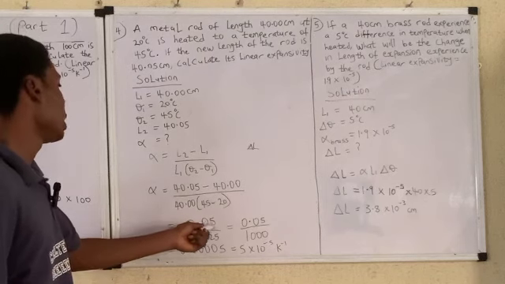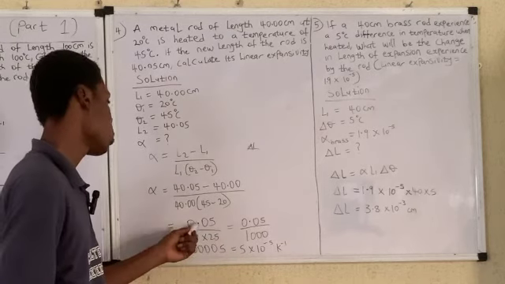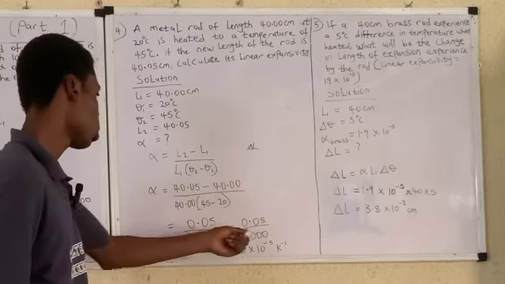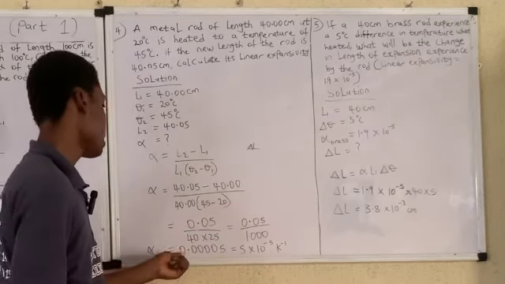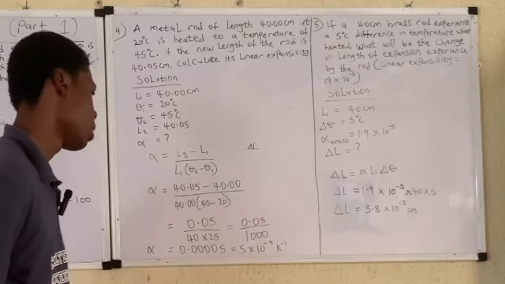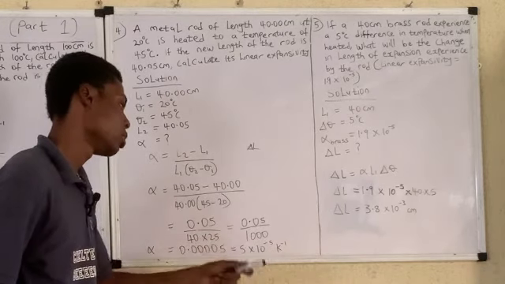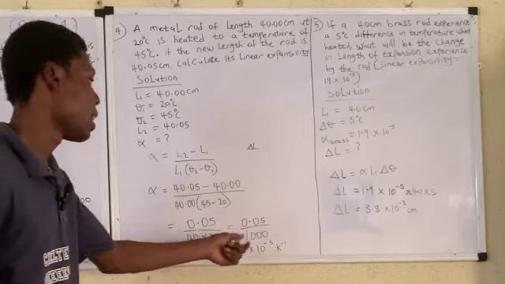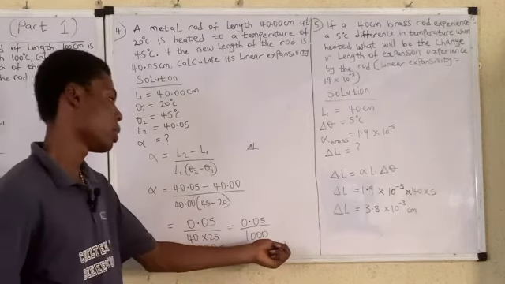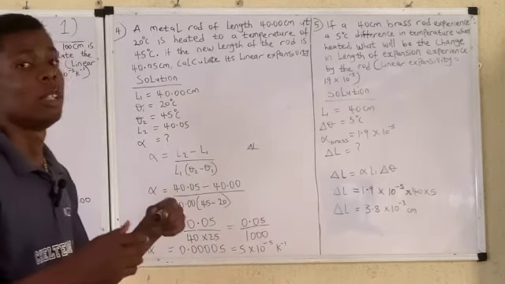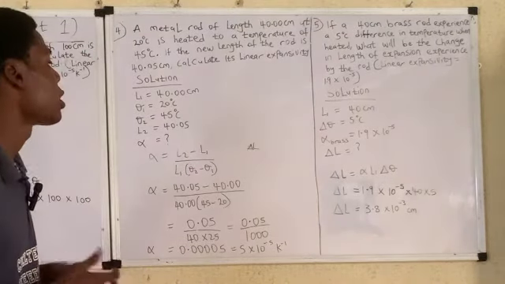So 0.05 over 40 times 25. 40 times 25 is equal to 1,000. So 0.05 over 1,000 is equal to 0.00005. Now, taking this to standard form, we have 5 times 10 raised to power minus 5. Then Kelvin. Please note that this Kelvin must be added. This is the unit for linear expansivity. Kelvin. That's the unit for linear expansivity.